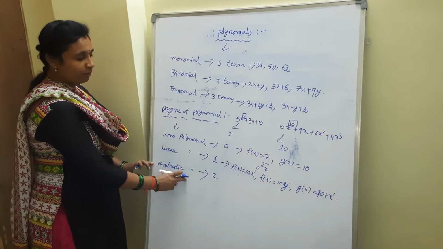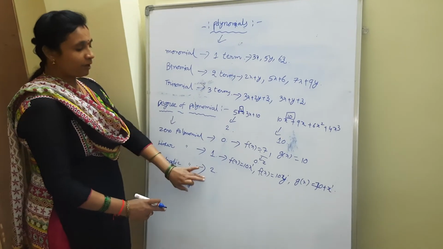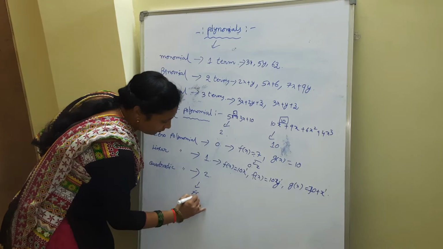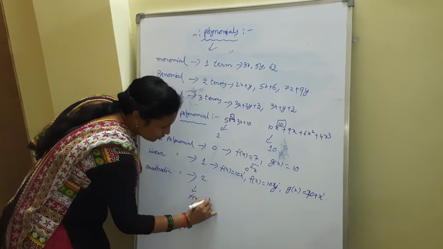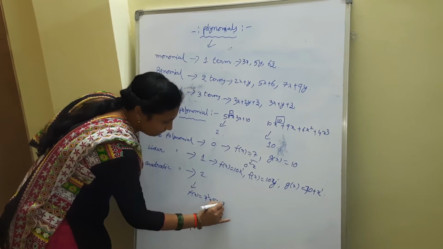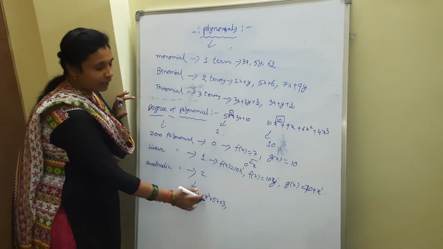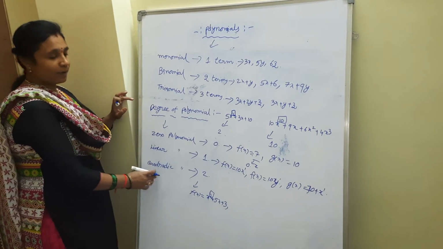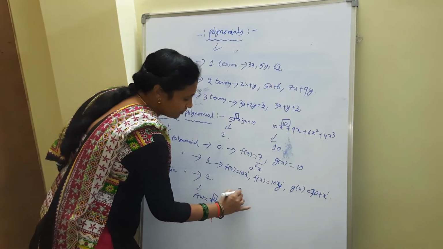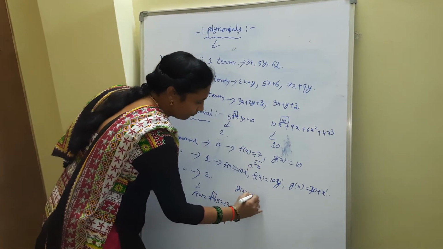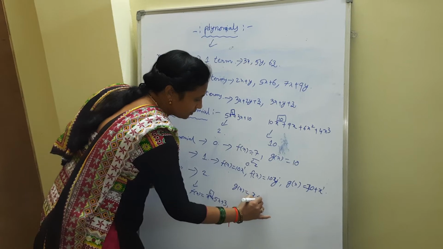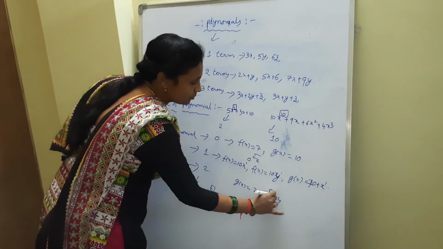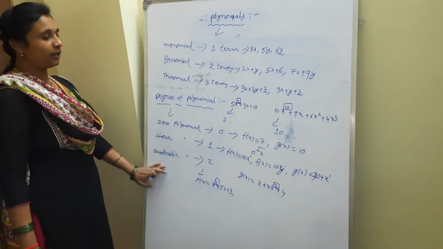Next, the quadratic polynomial, which has degree 2. For example, f of x is equal to x square plus 5x plus 3. In this, the degree is 2, the highest power is 2. So this is a quadratic polynomial. Another example, g of x is equal to x plus 7x square plus 4. In this, the highest power is 2. This is a quadratic polynomial.